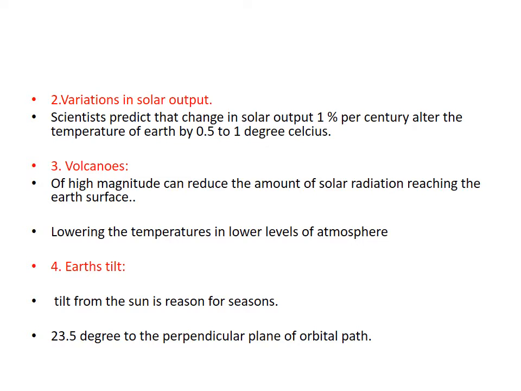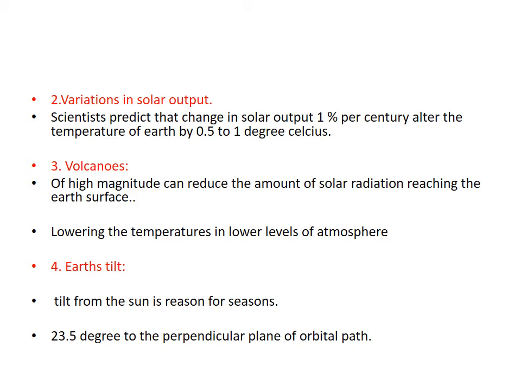Variations in solar output. Scientists predict that a change in solar output of 1% per century alters the temperature of Earth by 0.5 to 1 degree Celsius. Volcanoes of high magnitude can reduce the amount of solar radiation reaching the Earth's surface, lowering the temperature in lower levels of the atmosphere.